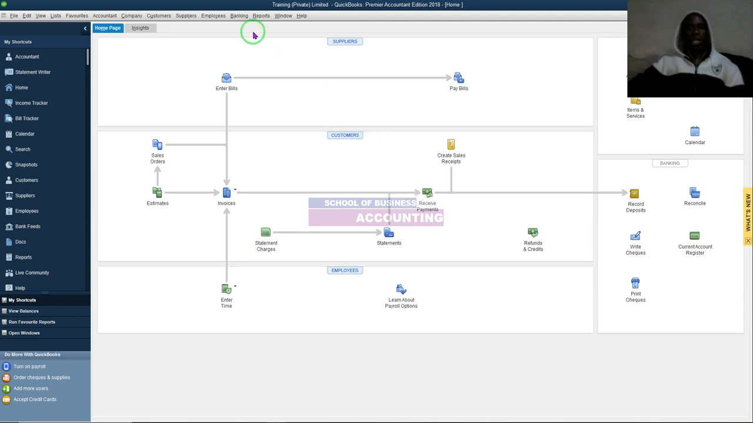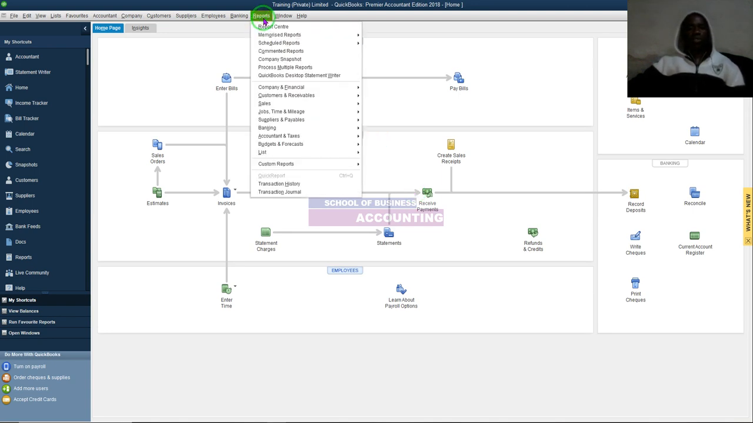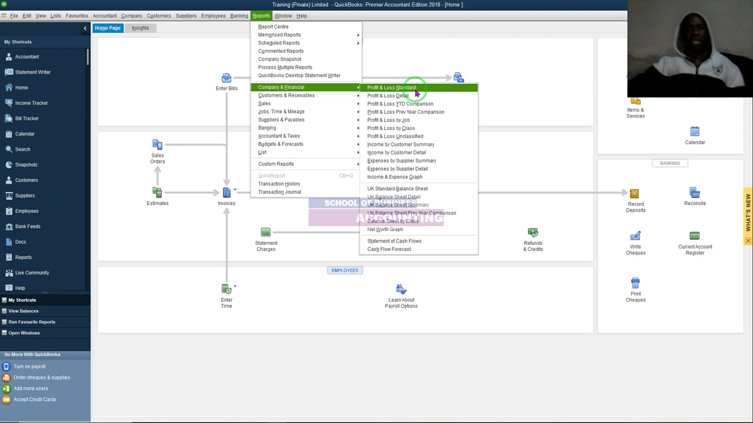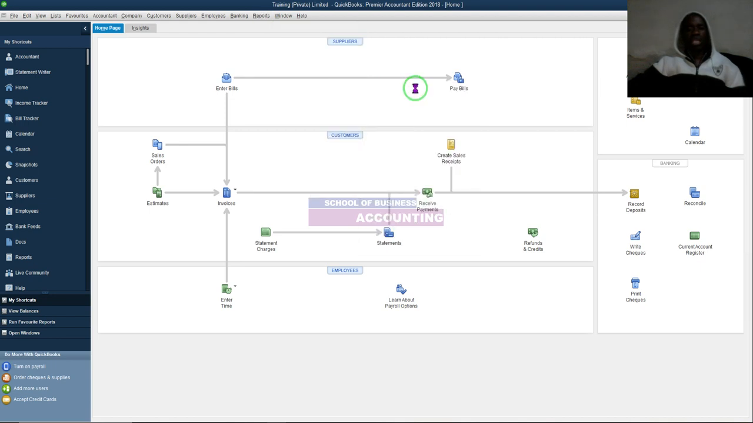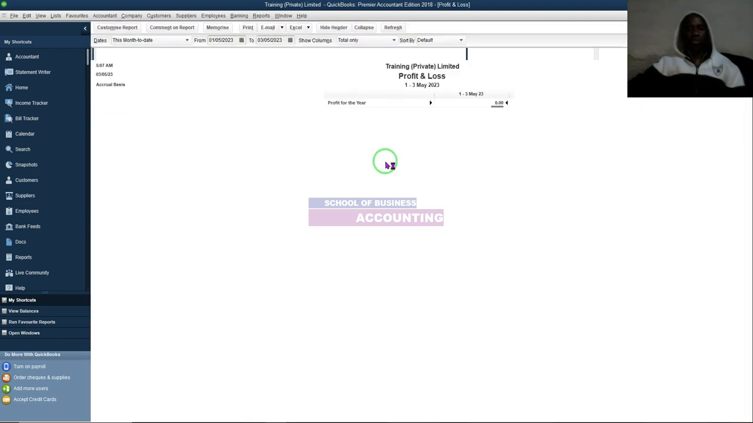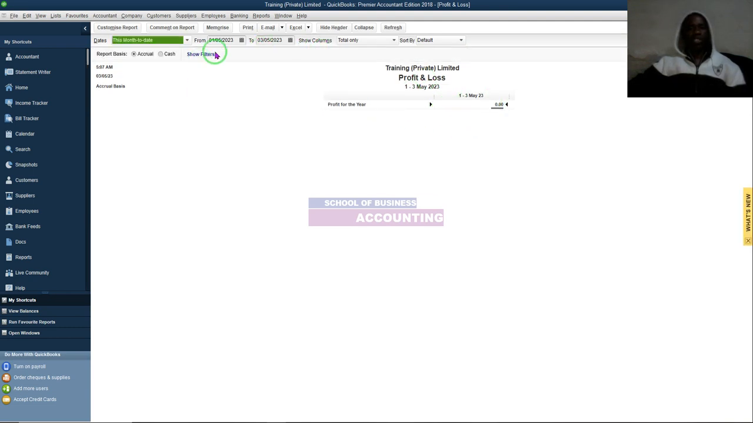If I were to look at reports, just to see the effect of this, you would find what I did affected the income statement and also affected the balance sheet. So I could come here on reports, then I go to company and financials, then I click on profit and loss standard, just for me to see the effect of the transaction which are processed. Now we have to wait for the report to load. Now this report is showing transactions for May, and there is nothing which I did in May, so I have to come here because the depreciation I processed was done in April.